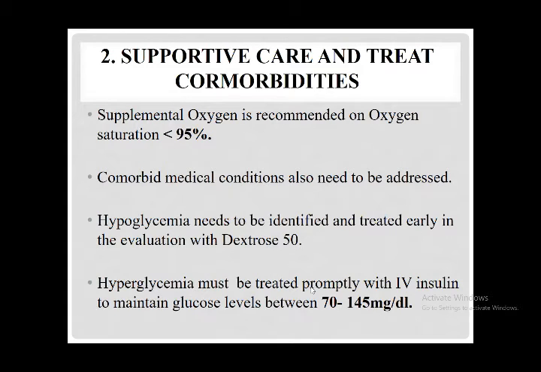What is supportive care and management of comorbidities? You have to check for supplemental oxygen requirement in any patient presenting with an acute vascular event, and you have to give oxygen if saturation is less than 95% on monitoring. You have to treat associated comorbid conditions, like if the patient is diabetic and hyperglycemic, you have to treat it with insulin promptly to reduce the hyperglycemia. If the patient is hypoglycemic, you have to treat it also early in order to prevent further complications and to institute the acute management.